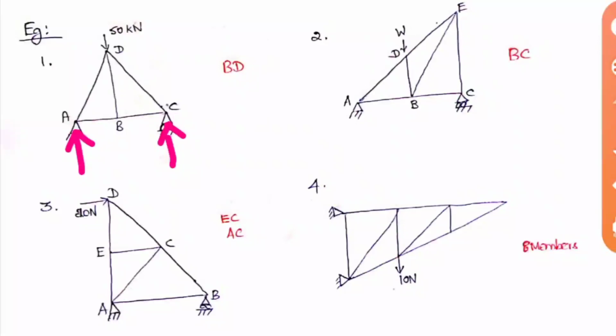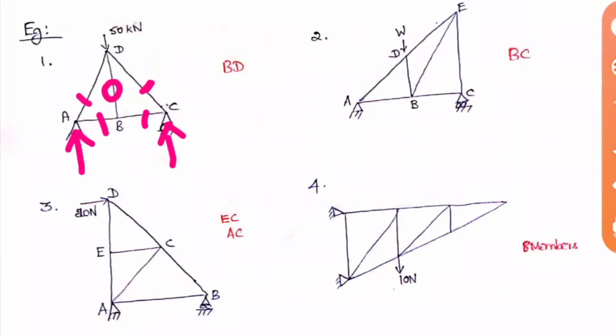As we saw in rule 1, if there are no external forces and two member forces are acting in different directions, then they are 0. If that is not the case, then both will be non-zero members. Automatically this member and this member will be non-zero members, and this member and this member also will be non-zero members. Okay, so the remaining member BD will be your zero force member.